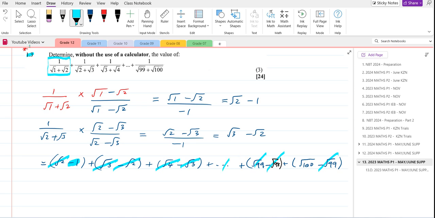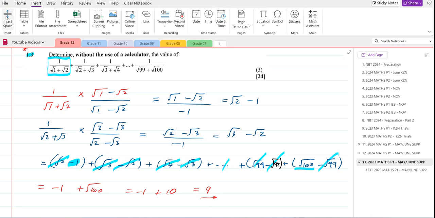Yeah, in the previous bracket, and the only thing that will remain is root 100. So what we're left with is negative 1 plus root 100, which is negative 1 plus 10, which is equal to 9. I hope you guys understood this.